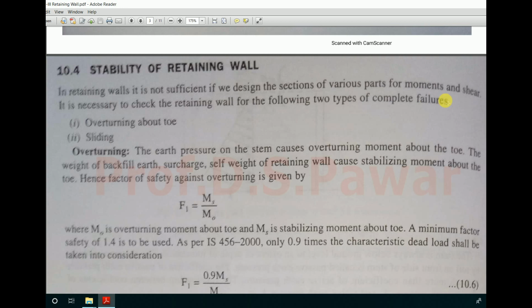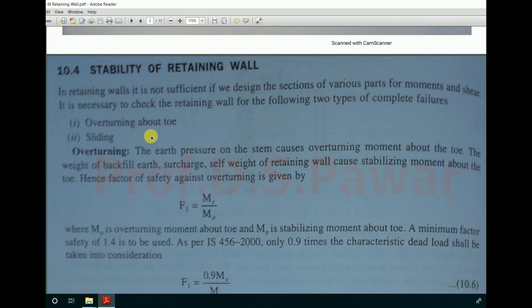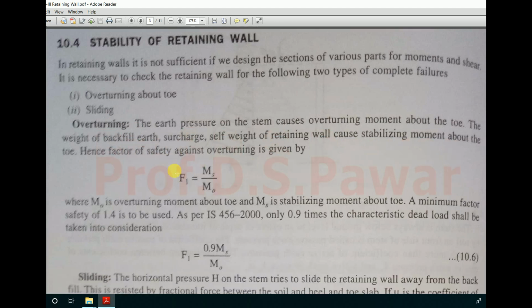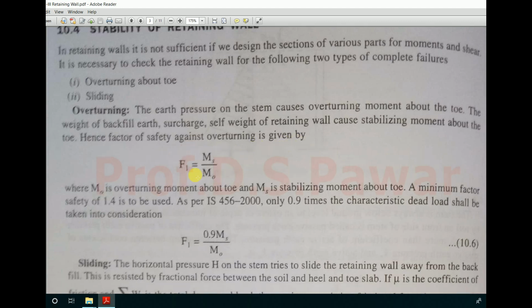Stability means the structure is going to hold its original position, and it loses its original position due to two things. First is overturning about the toe, and second is sliding. First we are going to see what is meant by overturning. The earth pressure on the stem causes an overturning moment about the toe. The weight of backfill or surcharge and self weight of the retaining wall cause the stability moment about the toe. Hence the factor of safety against overturning is given by F1 equal to Ms divided by Mo, that is stability moment divided by overturning moment.